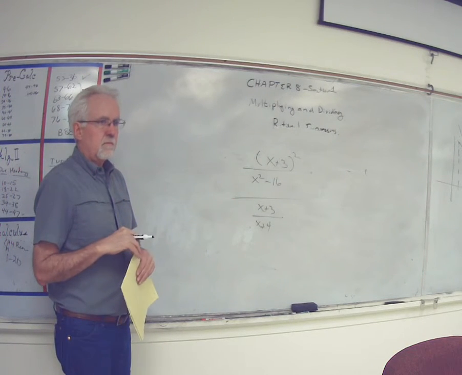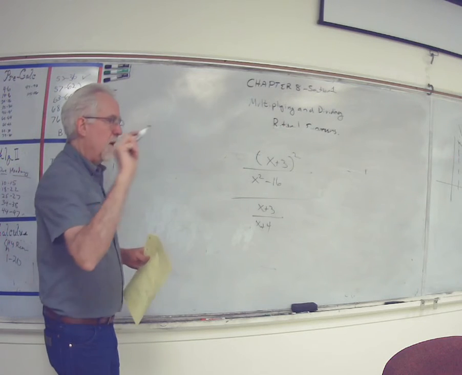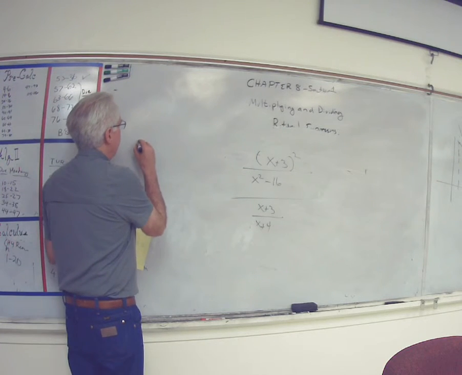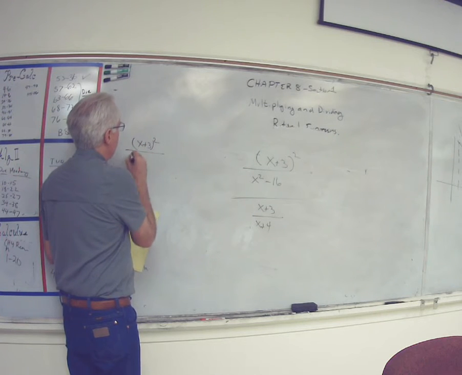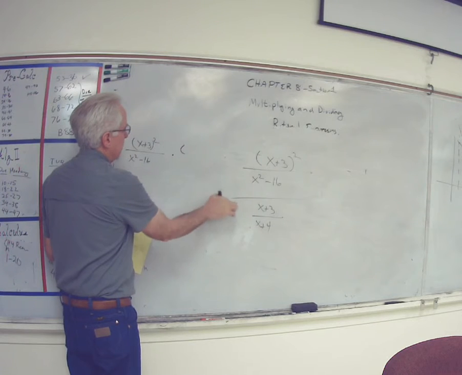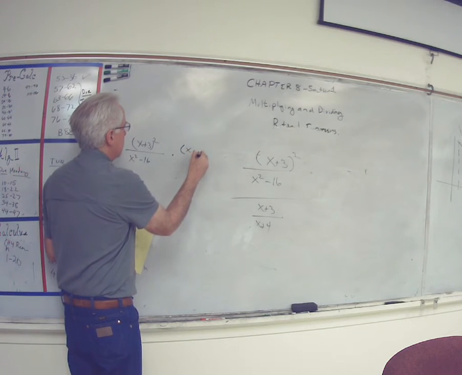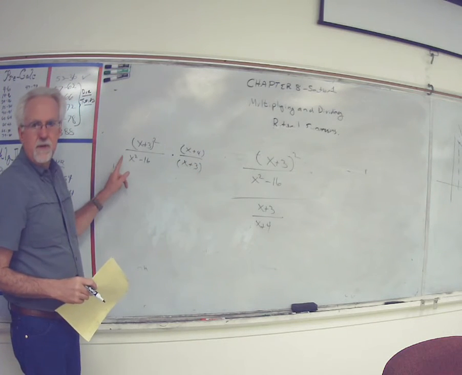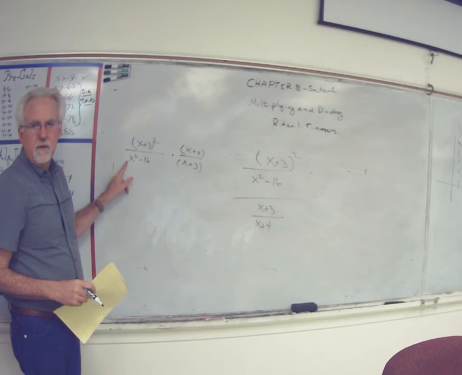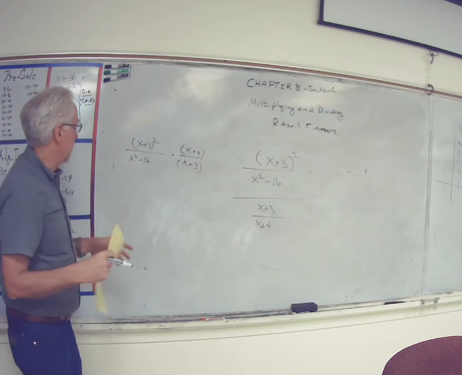Kelsey, what are you going to tell me to do that will make this more manageable? Multiply by the reciprocal of the denominator. Very good. x plus 3 squared over x squared minus 16 times the reciprocal of the denominator would be x plus 4 over x plus 3. Now, Jaden, what are you going to tell me to do here? Factor that. Because it's what? A difference of perfect squares. Boom, difference of perfect squares.